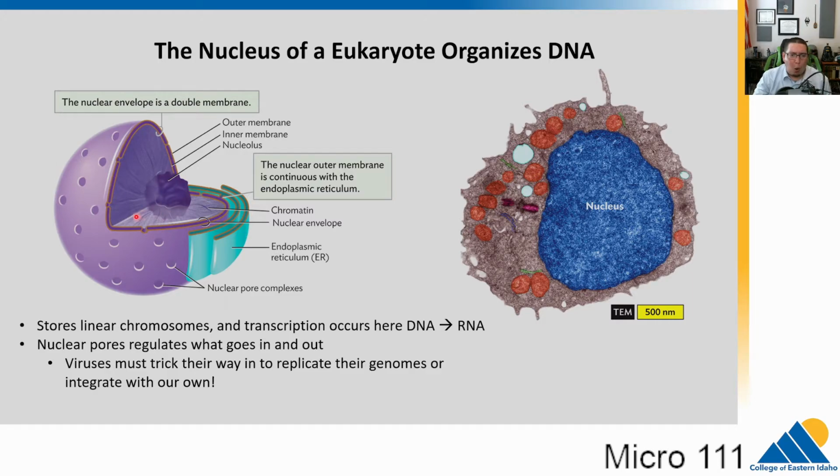This nuclear pore that we can see here, where's one? Right here, a nuclear pore. This regulates what comes in, what comes out. And we hope that only things we want are going in, but sometimes things like viruses can trick their way in through these nuclear pores and get in here to the nucleus and actually replicate their genome. Remember, viruses can't replicate themselves without using our cellular machinery. They get in here, they replicate, or sometimes they integrate with our DNA.